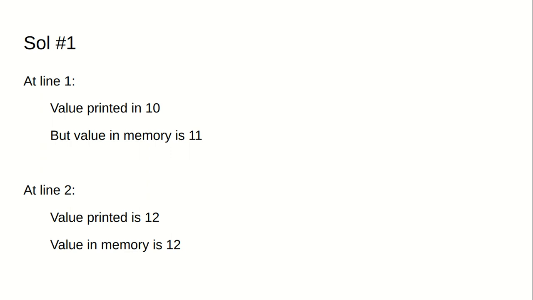Okay, so this is what the solution is. At line number 1, we will be having the value printed to be 10, but in the memory the value will be 11. But at line number 2, both the printed value and the value in the memory will be 12, because it's a pre-increment.